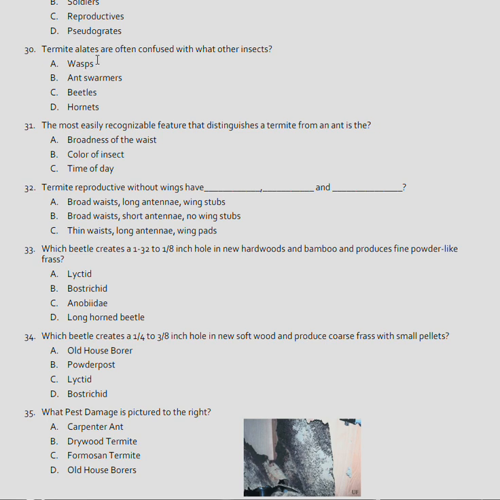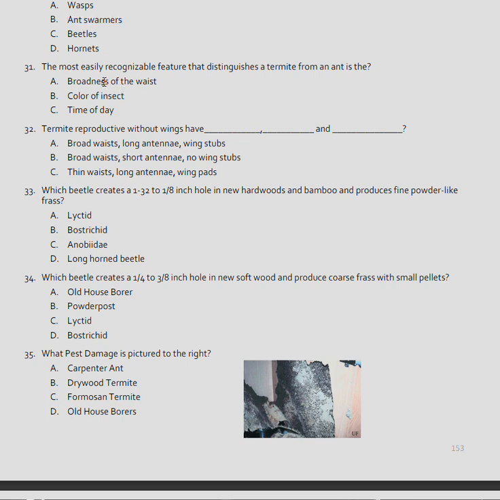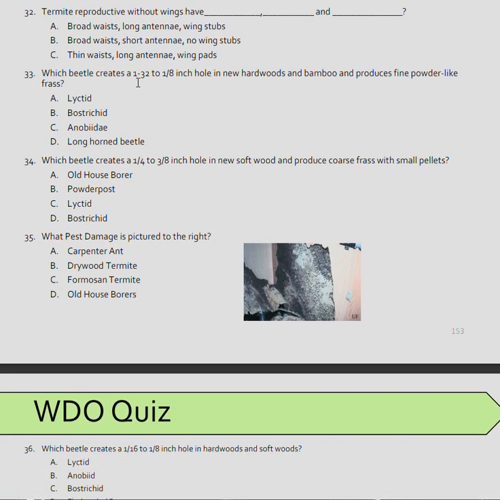Termite alates are often confused with what other insects? Answer, ant swarmers. The most easily recognized feature that distinguishes a termite from an ant is, answer, broadness of the waist. Termite reproductives without wings have blank, blank, and blank. Answer, broad waist, long antennae, and wing stubs.